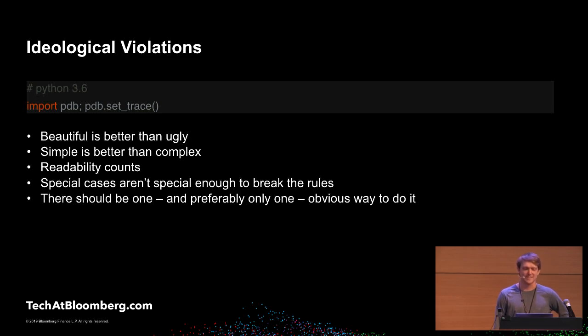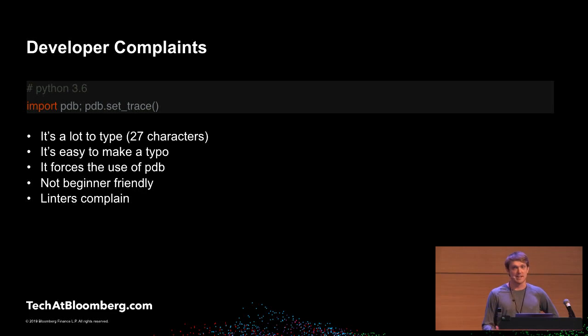So yeah, let's really figure out why this is like it is. Why is it that ugly? But also developers complain. They say it's a lot to type at 27 characters. It's really easy to typo, not beginner friendly. We're doing something as simple as setting a breakpoint. Why is it this complicated? It shouldn't be.